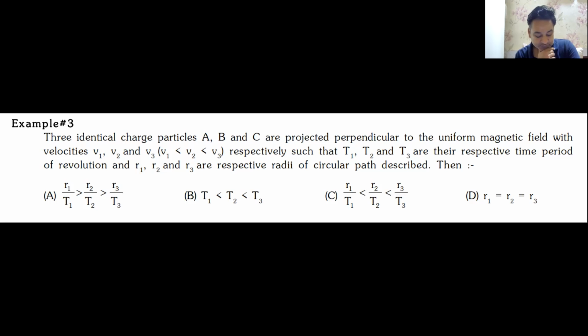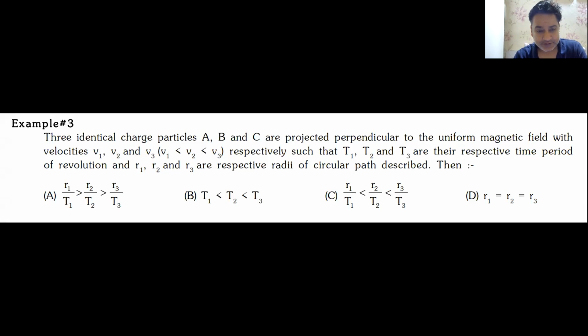Uniform circular motion. v2 is the highest. Time period such that t1, t2, or t3 are their respective time periods, and r1, r2, r3 are their radii of circular path. Which option is correct? A, B, C, D. 1, 2, 3, 4. Remember, you will always get questions of this type based on ratios. 2 minutes.